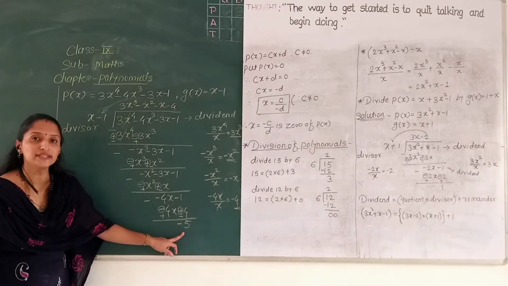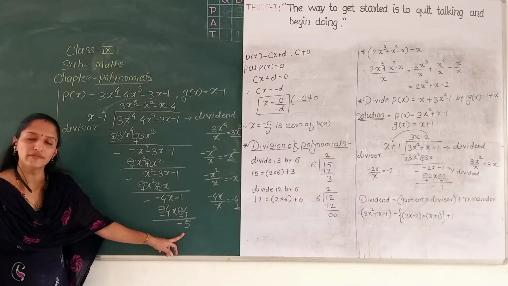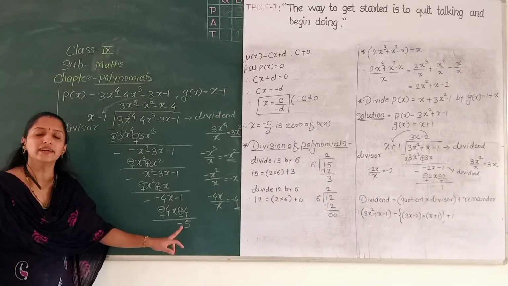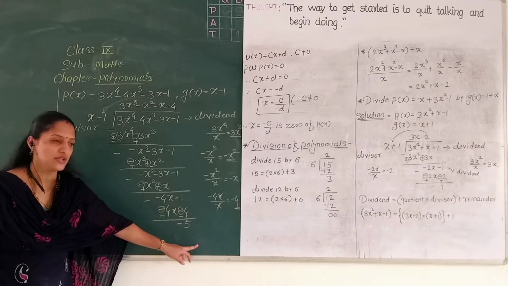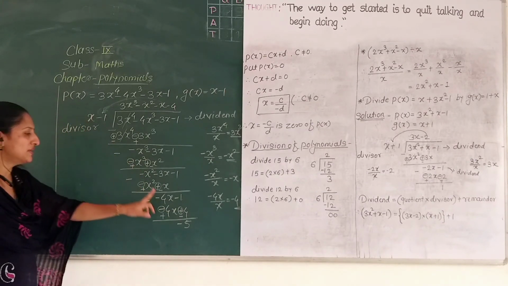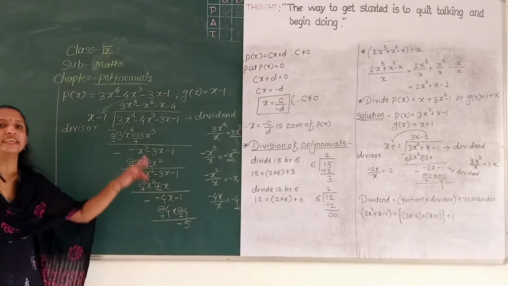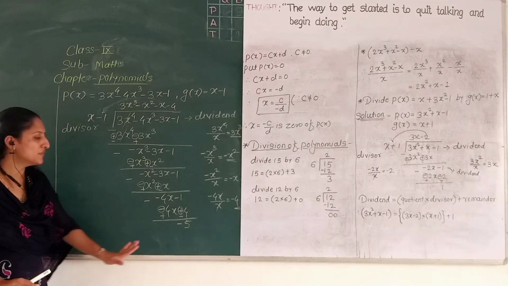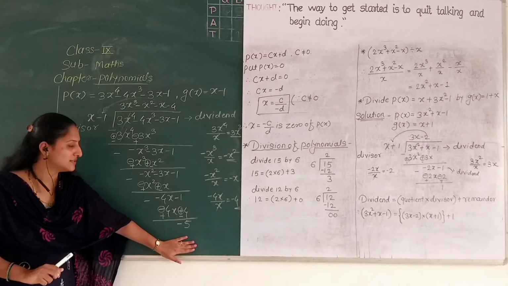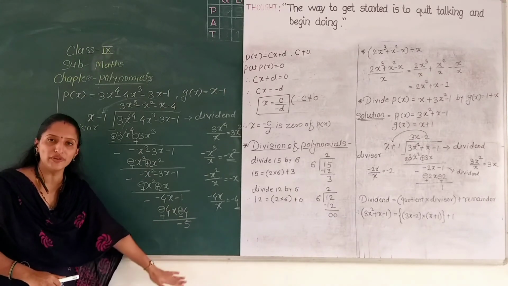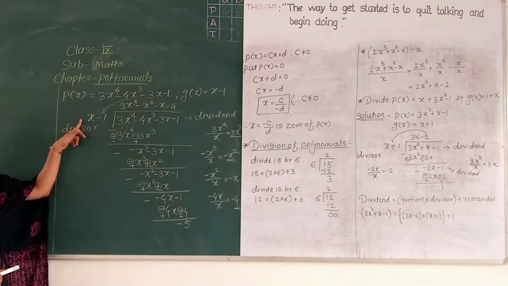Now our new dividend is negative 5. Now check the degree of the new dividend. Here the degree of the new dividend is 0 since it is a constant polynomial, and the degree of a constant polynomial is 0. So here the degree of the new dividend is 0 and the degree of the divisor is 1. This is the end of our division. Why is this the end? Since the degree of the new dividend is less than the degree of the divisor.